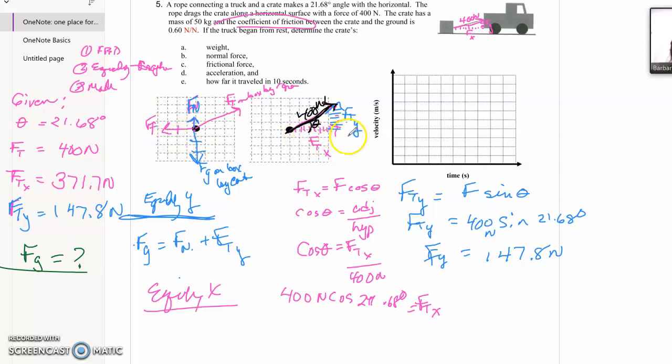Okay, and I'm going to have Fx. Now, I don't put that on the diagram, but I am going to have it, okay? So let's do equality in the x direction.